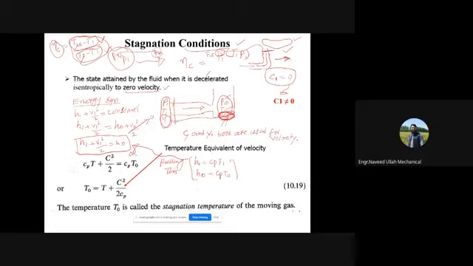So in other words, the thermocouple is basically measuring the stagnation temperature. It brings the working fluid to a stop and then measures the temperature. So we say that it measures the stagnation temperature, and the pressure device also measures the stagnation pressure.